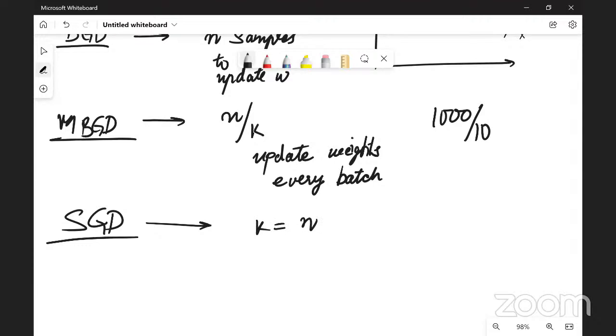So k here is the number of batches. Remember this point. So k is equal to n. That means there are n batches, and every batch has only one sample.